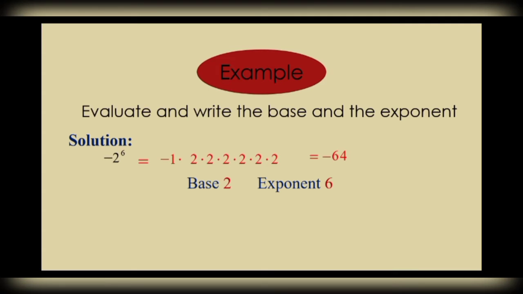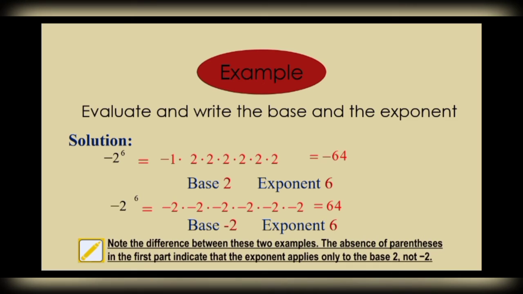Now look at the second expression. This expression is minus 2 to the power of 6. So here minus 2 multiplied by itself 6 times. Minus 2 into minus 2 is plus 4. Plus 4 into minus 2 is minus 8. Minus 8 into minus 2 is plus 16. Plus 16 into minus 2 is minus 32. And minus 32 into minus 2 is plus 64. In this expression, base is minus 2 and the exponent is 6.